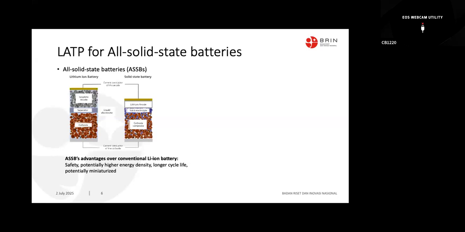To begin, let's first understand the motivation behind the study. All solid-state batteries are seen as a next generation energy storage due to their enhanced safety, mechanical robustness, and potential for high energy density. One major advantage of all solid-state batteries is their ability to use lithium metal as the anode, which has a theoretical capacity around 3,000 milliampere hour per gram, much higher than graphite anodes.